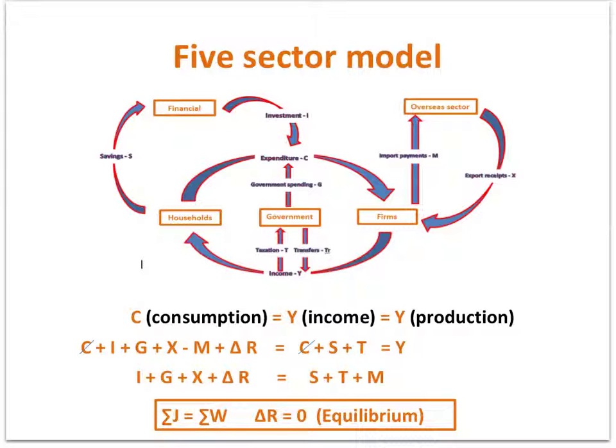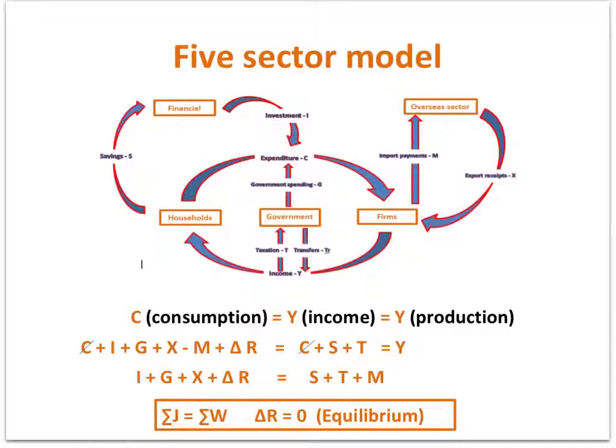The fifth sector of the economy is the overseas sector. Overseas sector is connected to the circular flow by two flows. First one, import payments, and that is a withdrawal from the circular flow. Import payments is payment to other countries for goods imported from there. The other flow is export receipts, and that is an injection to the circular flow. Export receipts is money received from other countries for our goods exported there.